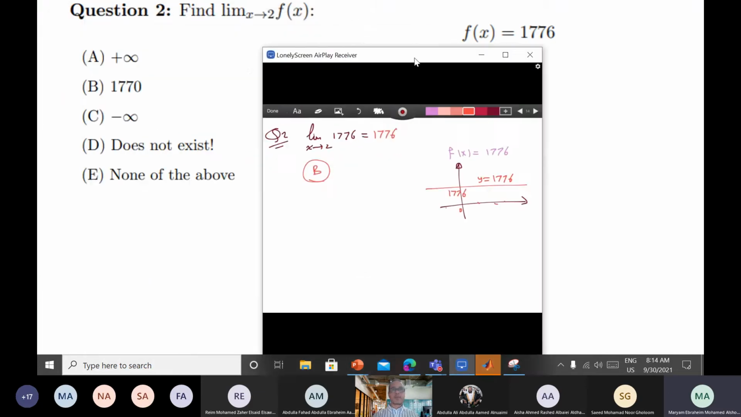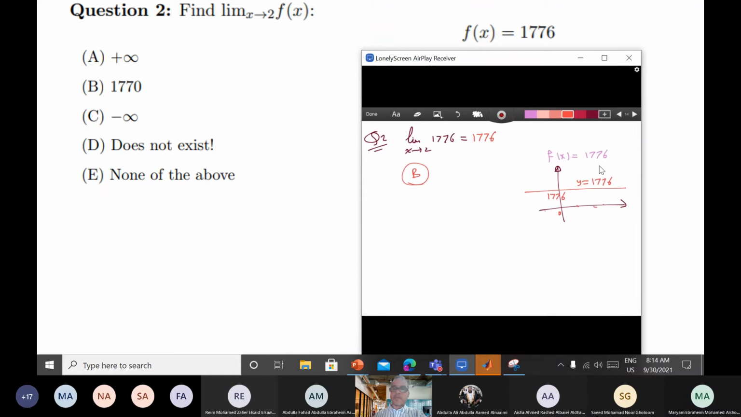This is what I'm talking about. The function f of x equal to 1776 is a constant function. If y equal to constant, it is a horizontal line. So the horizontal line has a slope equal to 0. So if you would like to have the limit at x equal to 2, at any value of x, y is equal to this value, 1776. So there is no x to substitute because y is fixed. So the right answer will be B, right?